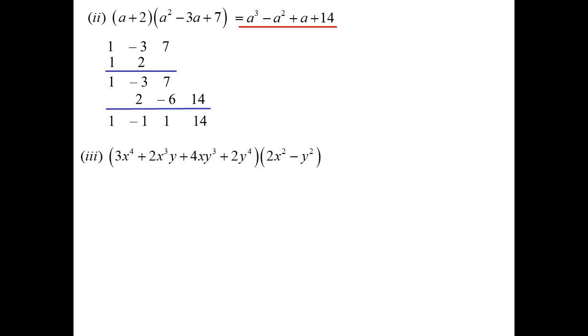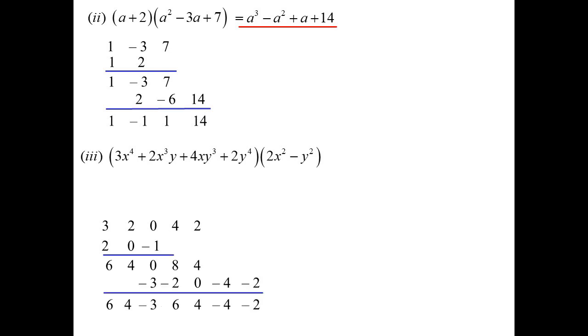Remember, detached coefficients. I really don't care about the x's, y's and all that. 3, 2, 0, 4, 2. 2, 0, negative 1. See, I'm looking at that. The y's I'm not worrying about. I'm just thinking about this in terms of x. So highest power x to the 4, the other one highest power x squared. Okay, multiply, multiply, multiply. There's my answer.